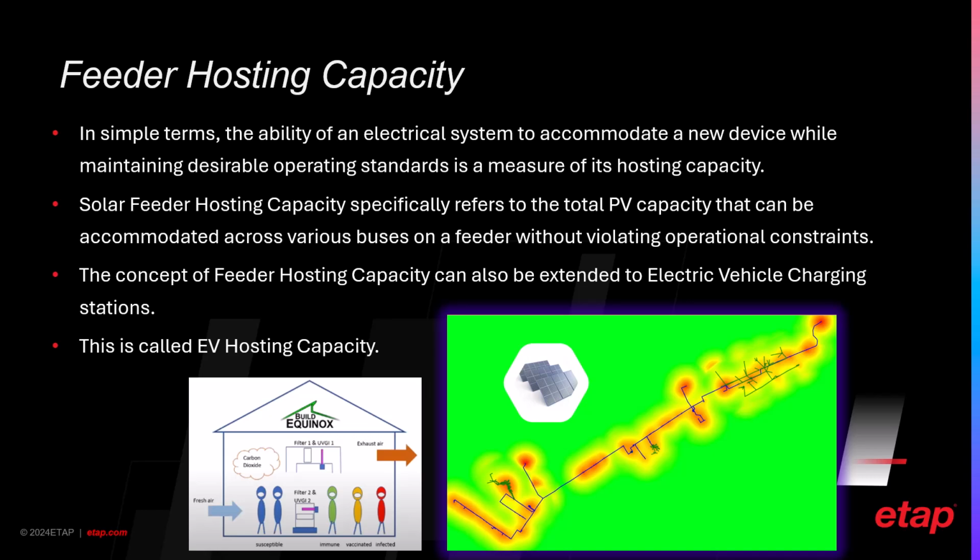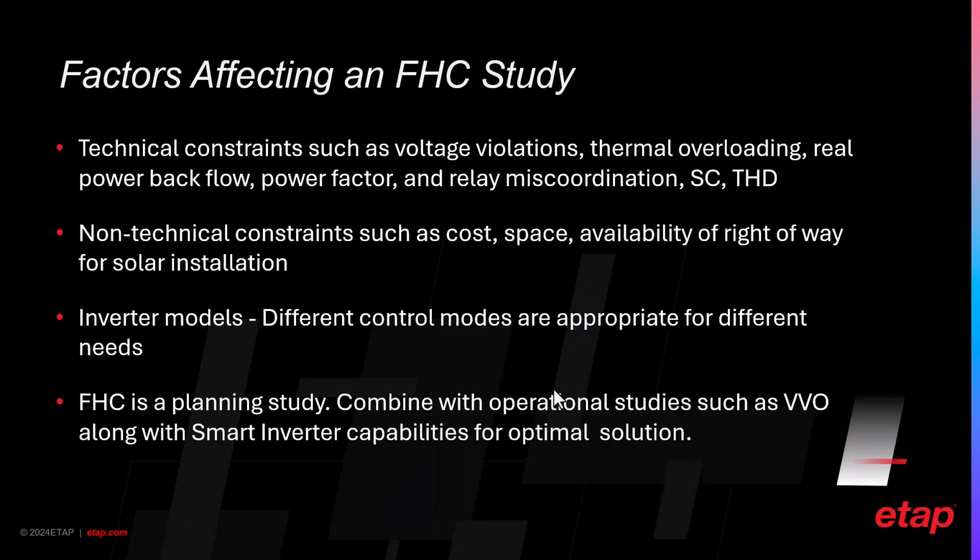And our main character of the day is the PV array. So what factors affect an FHC study? You have technical constraints such as voltage violations, thermal overloading, real power backflow, and minimum power factor requirements. You also may deal with relay miscoordination or short circuit injection from the inverter, or harmonic distortion that might arise from the inverter. So you have several factors to look out for on the technical side, and these constraints will govern how much you can install and where.